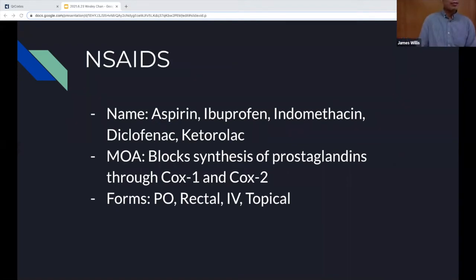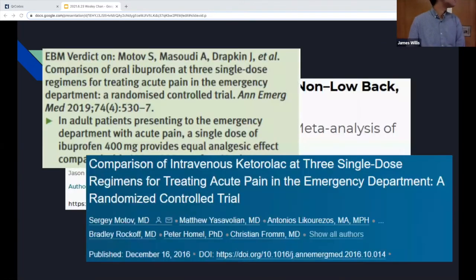Forms for that are both PO, rectal, IV, and Tylenol. Some of the adverse reactions that we should remember for NSAIDs are gastric ulcers, platelet function inhibition, like H. pylori infection, and nephrotoxicity. Topical NSAIDs I probably use more often for treatment of low back pain.